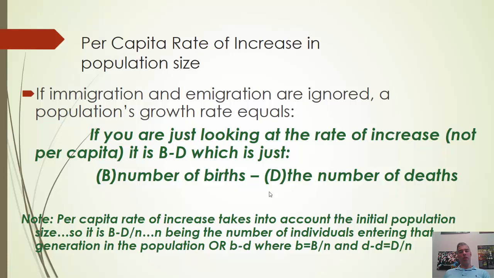Per capita, though, has to take into account the initial population size, and you're going to see why this is important in a second. So it's B minus D divided by N, and N in this case is the number of individuals entering that generation. You can also calculate the birth rate and death rate by taking the big B, the number of births, and dividing it by N, and subtracting it from the big D divided by N. Or you can just do it as B minus D over N, and that gives you your per capita rate of growth.